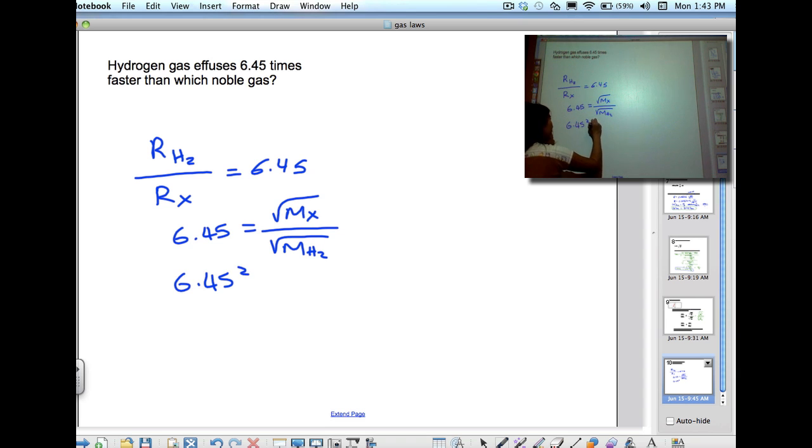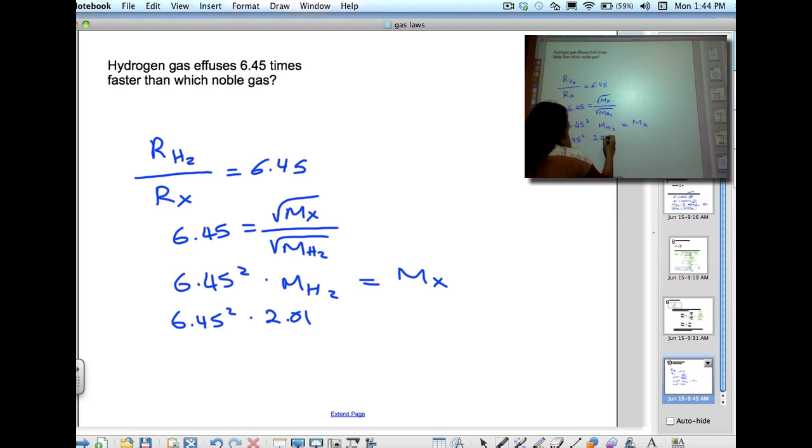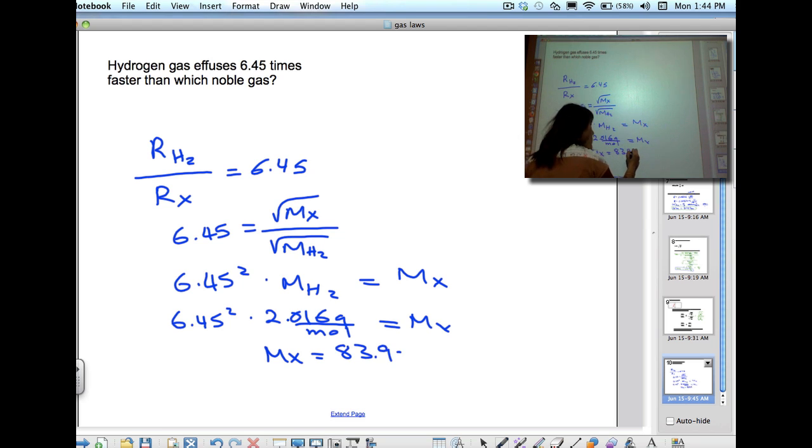6.45 squared times the molar mass of hydrogen is equal to the molar mass of X. And that's just 6.45 squared times 2.016 grams per mole, which is equal to X, so X is equal to 83.9 grams per mole. 83.9 grams per mole. Great.